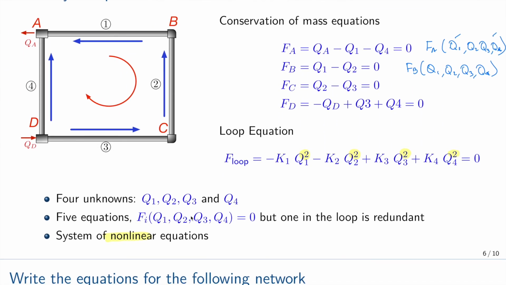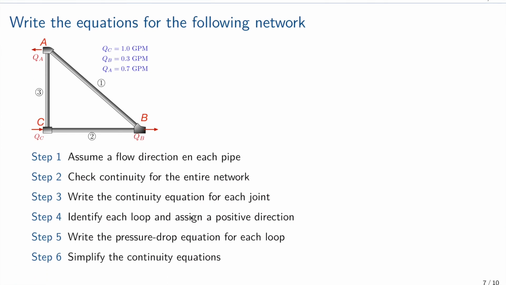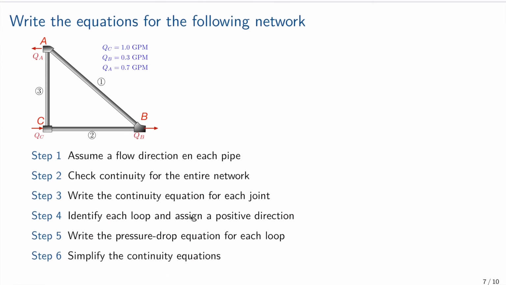Okay. Now, this is an exercise for you. I want you to write the equations for this section of network. So these are the instructions. You have to start by assuming the flow direction. You just know the outflow and the inflow, and these are the values of the outflow and the inflow. So you have to assume what the directions are. I don't know what the directions of the flow are, and you have to check for the continuity of the entire network. At least that has to comply.